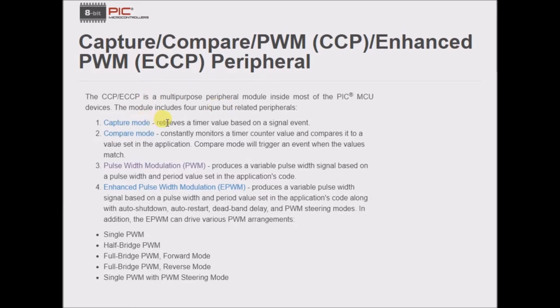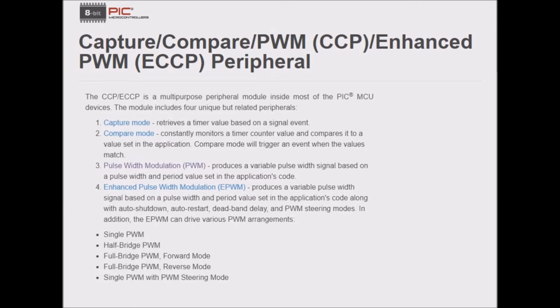Capture mode retrieves a timer value based on a signal event. Compare mode constantly monitors a timer counter value and compares it to a value set in the application. Compare mode will trigger an event when the values match. Pulse width modulation, PWM, produces a variable pulse width signal based on a pulse width and period value set in the application's code.